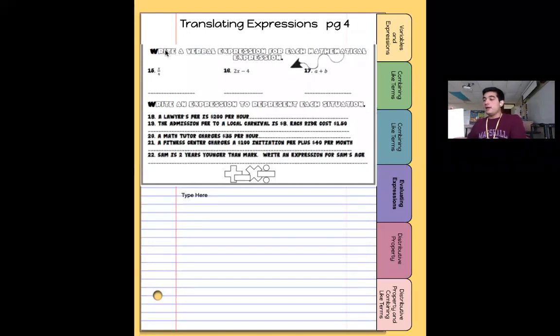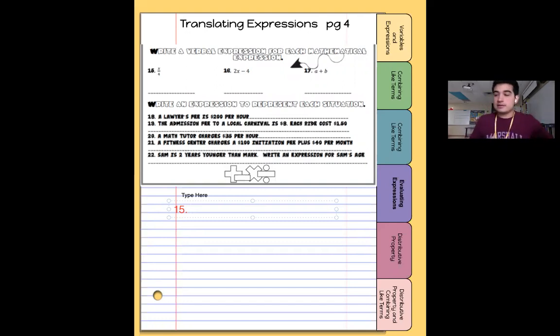Okay. So on this page, what we're doing here is we are translating expressions. We're writing from mathematical expressions, and I want to write them into words. So we're going backwards, if that makes sense, right? So right here, I have x over 4, right? There's a few ways we can write that, but this is just one way. If you have another way you prefer, go ahead and write that.